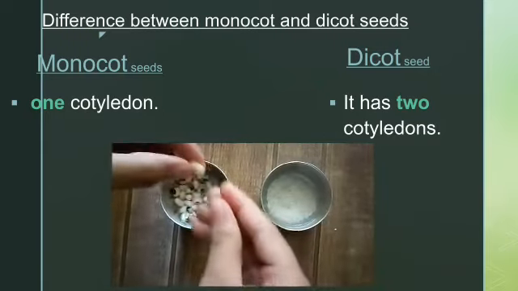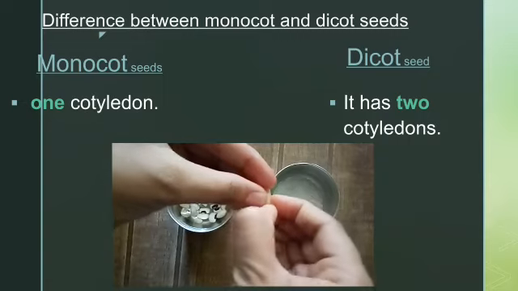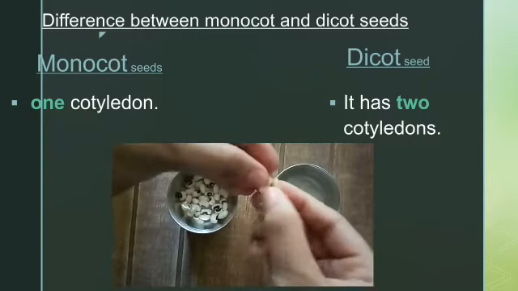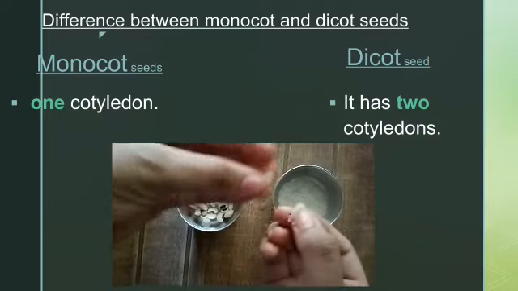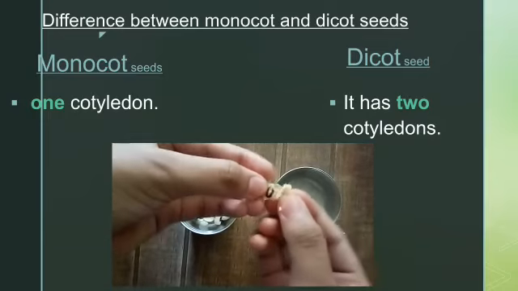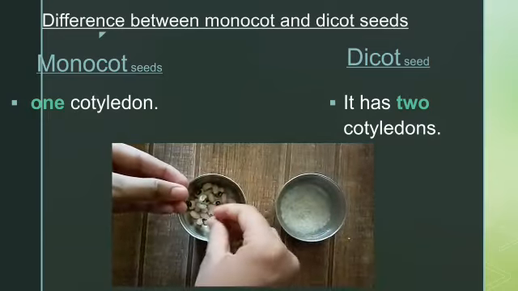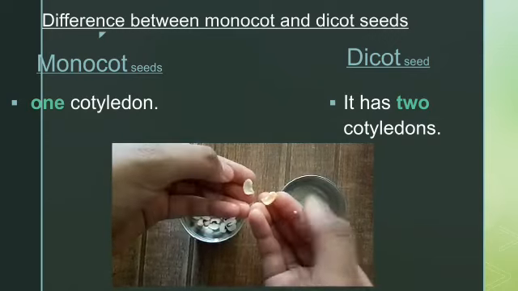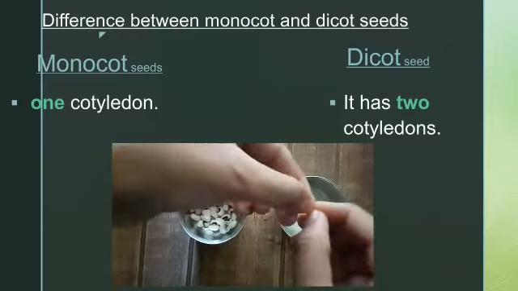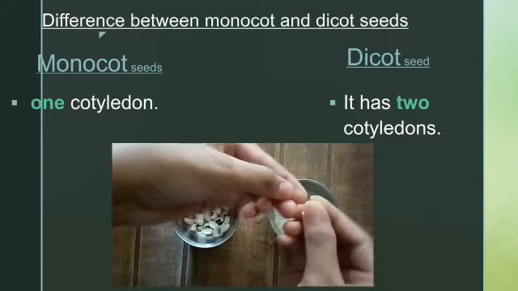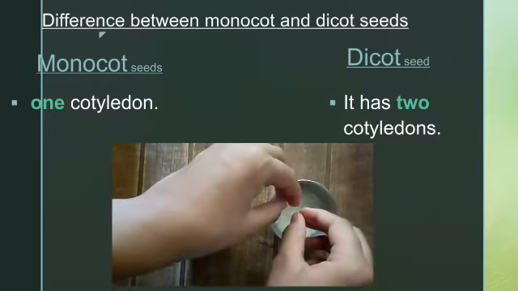Now we will try breaking this dicot seed into two parts. It easily got broken into two equal halves. This is one cotyledon and this is the other cotyledon. So did you find the difference between the monocot and the dicot seeds? This is a monocot seed which didn't get broken and the other one is a dicot seed which got broken into two cotyledons.